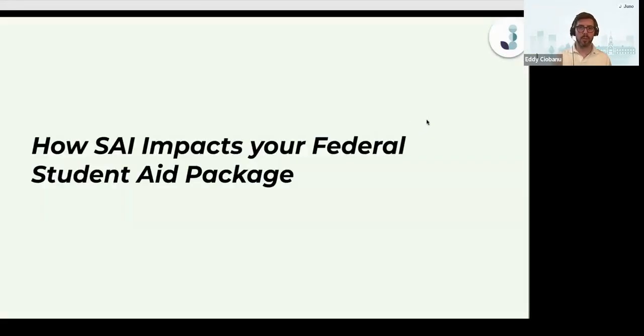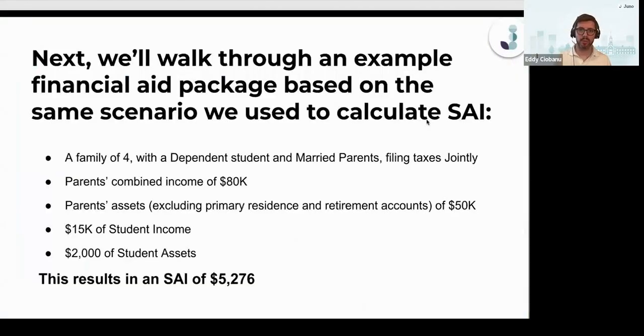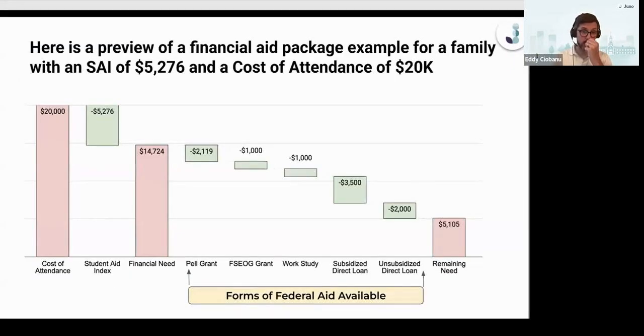Okay, so let's talk about, again, a specific example of a financial aid package using the same example that we've been talking about up to this point. As a reminder, we had the student aid index number of 5,276. Now we'll use that in the actual calculation here. So we'll take the total cost of attendance, and let's say this institution costs $20,000. We'll subtract the student aid index amount, and we're left with the total financial need, $14,724.